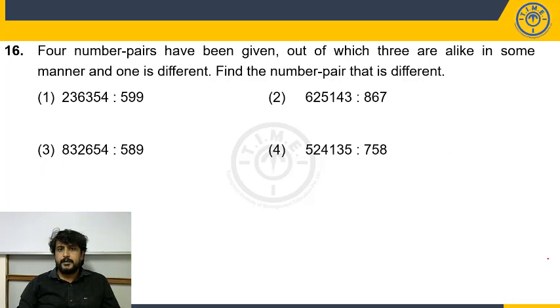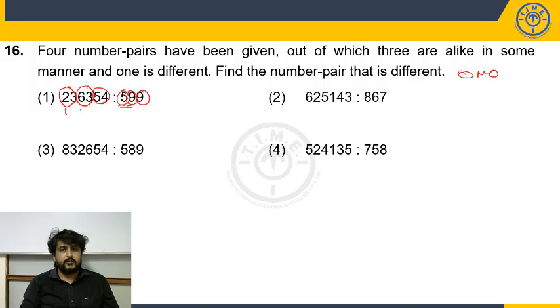4 number pairs have been given, out of which 3 are alike in some manner and 1 is different. Find the number pair that is different. Odd one out question. I'll give you the logic directly. Sum of the digits. 2 plus 3 is 5. The sum of the first 2 digits is the first digit here. 6 plus 3 is 9. 5 plus 4 is 9.